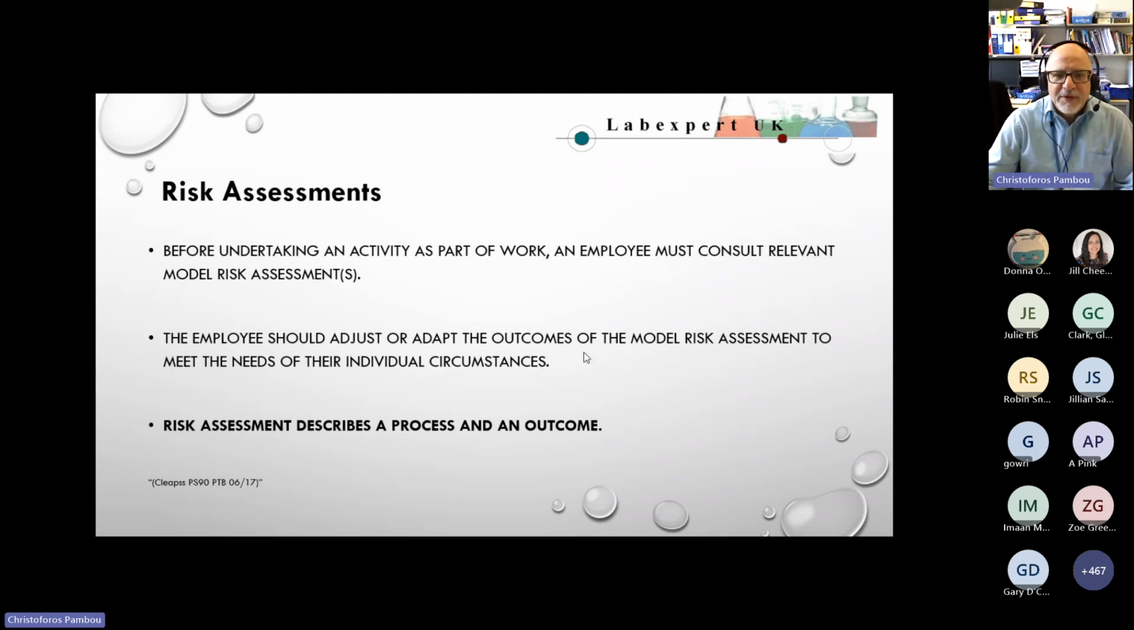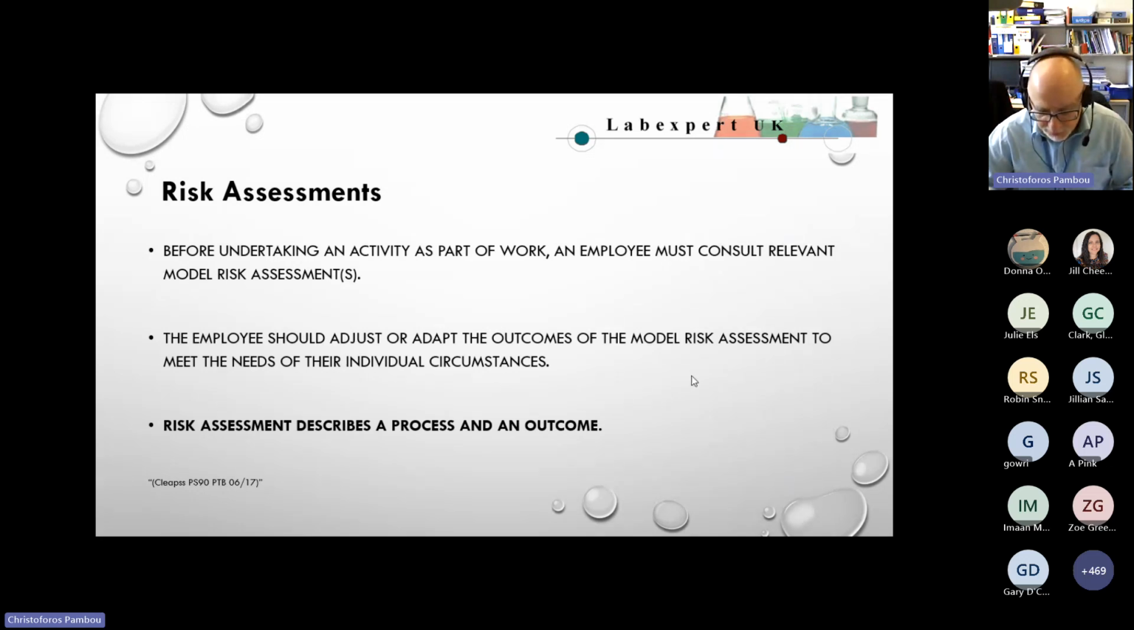I just wanted to emphasize here a couple of statements. It's that we consult model risk assessments. And what are these model risk assessments? We know that CLEAPSS provides model risk assessments. And these are just for consultation, because they do not replace your own risk assessment for your own activity as a technician or the teacher's activity in a class.